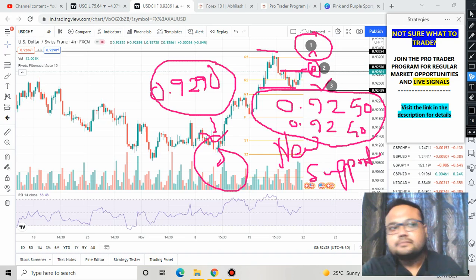And this is it. Hopefully you've understood. And whatever you do, my dear friends, please follow proper risk management, because this is my analysis. I can be wrong as well. So do not risk more than 2 to 3% of your trading capital.